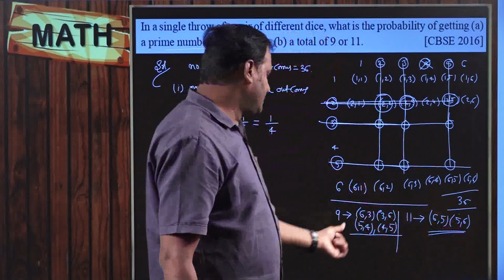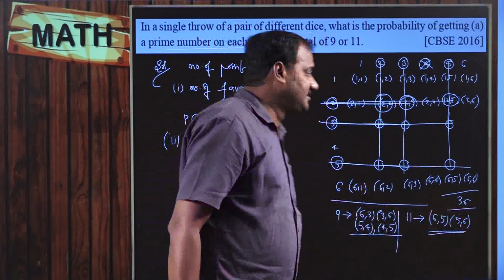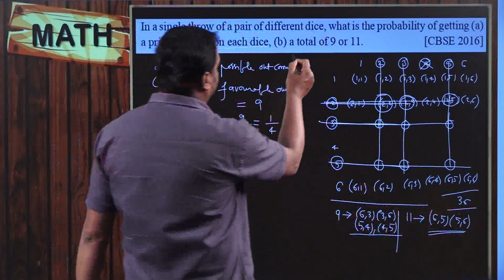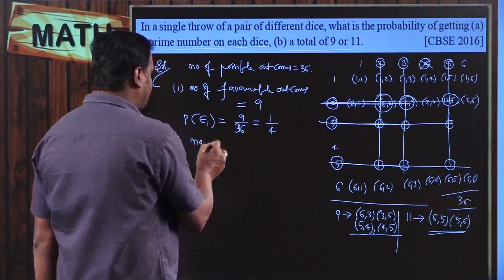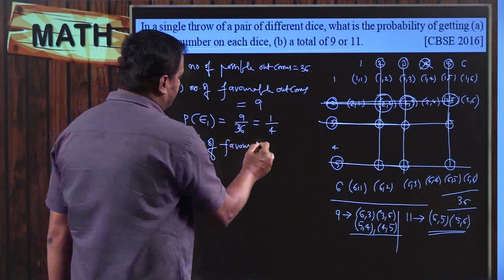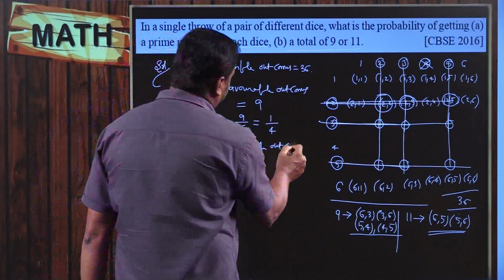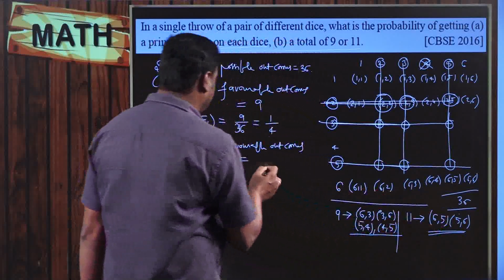So therefore, how many number of outcomes are there? 1, 2, 3, 4, 5, 6. So therefore, a total of 9 or 11. Total of 9 or 11, that is the number of favorable outcomes according to the second condition. Number of favorable outcomes is going to be how many? These are 4 plus 2 is equal to 6.